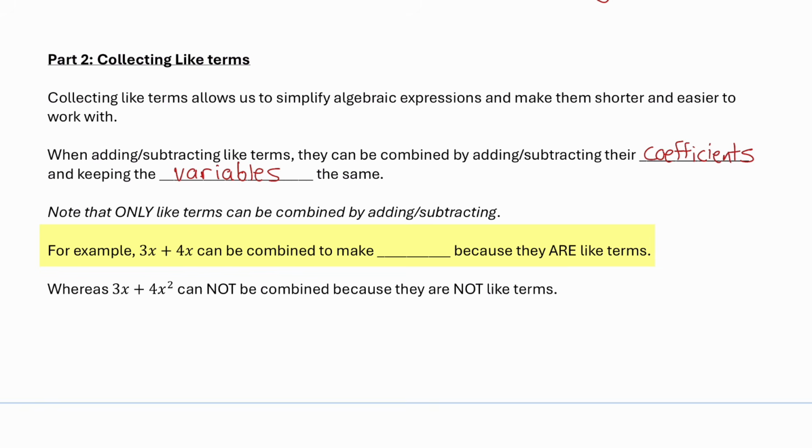For example, 3x plus 4x, because those are like terms, they both have an x, we can combine them together by adding their coefficients of 3 and 4 to make 7, and then keeping the variable part exactly the same, keep it as x.